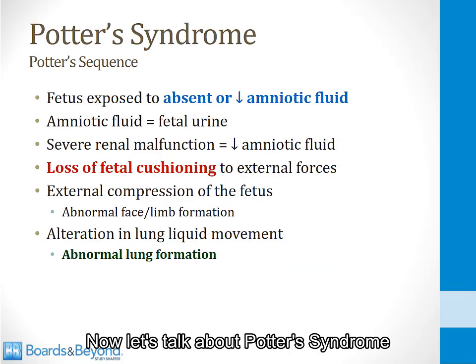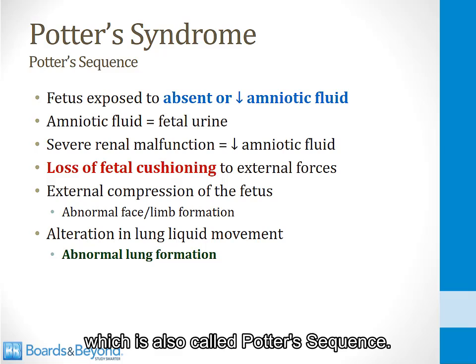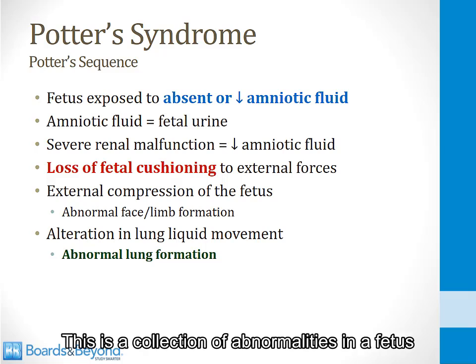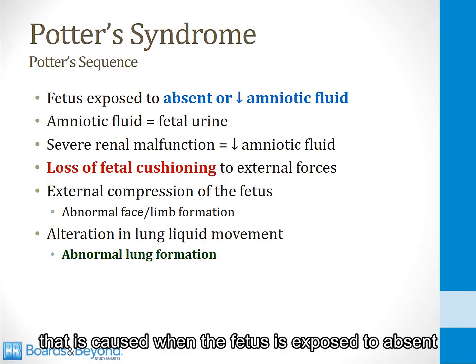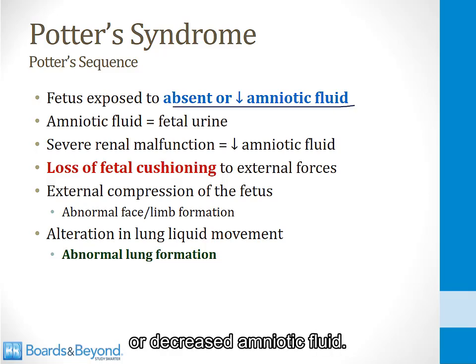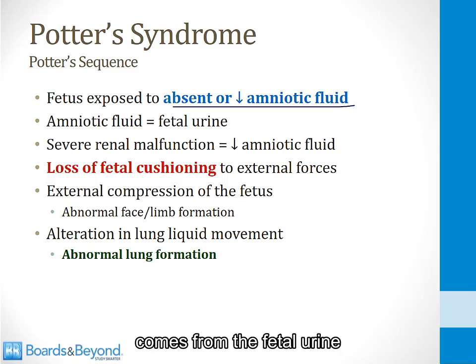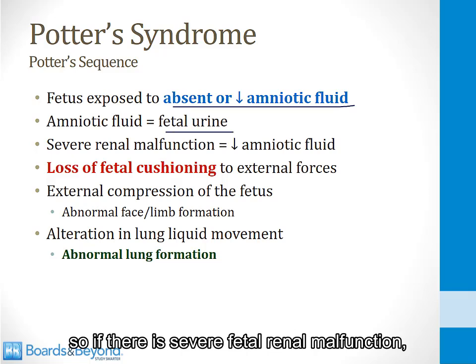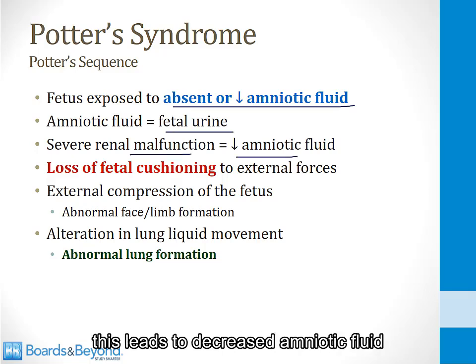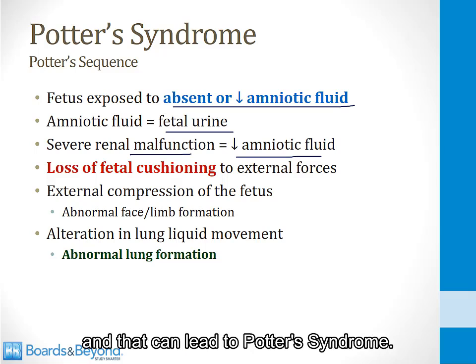Now let's talk about Potter syndrome, which is also called Potter sequence. This is a collection of abnormalities in a fetus that is caused when the fetus is exposed to absent or decreased amniotic fluid. Remember that the amniotic fluid in the womb comes from the fetal urine, so if there is severe fetal renal malfunction, this leads to decreased amniotic fluid, and that can lead to Potter syndrome.